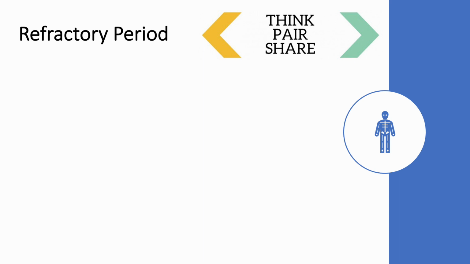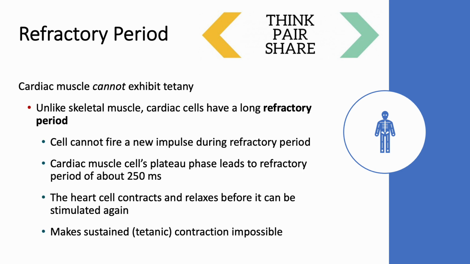Well, it ensures that another contraction can't happen right away, right? And this is going to be really important for the heart because the cardiac muscle cannot exhibit tetany. Remember, that's a sustained contraction. So unlike skeletal muscle, cardiac cells have this long refractory period where the cell cannot fire a new impulse during that refractory period. So we see that this corresponds to that plateau phase, which leads to a refractory period of about 250 milliseconds. During that time, the heart cannot contract again. It's an absolute refractory period.